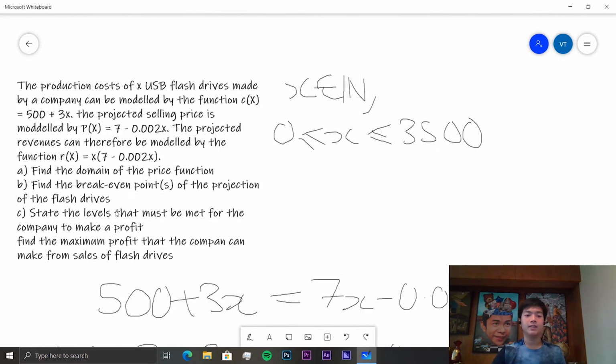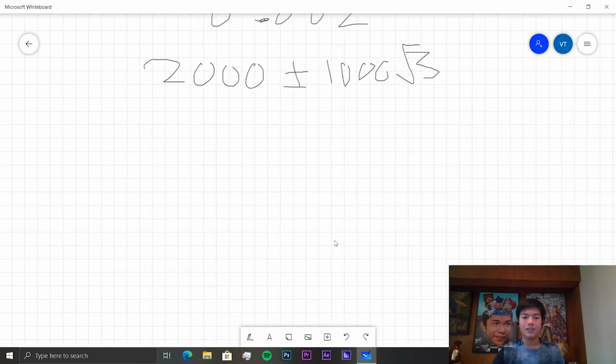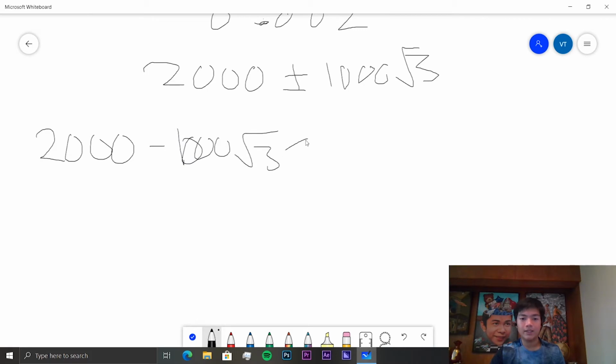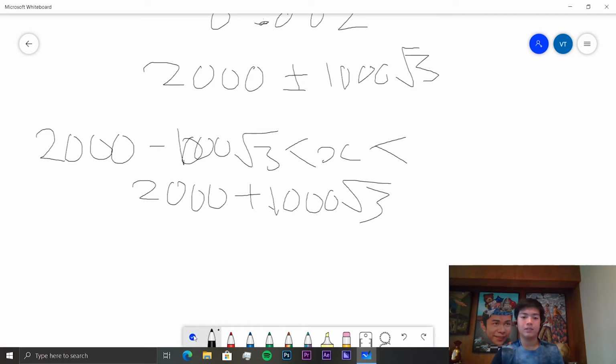Next we need to state the levels that must be met for the company to make a profit. Well, it's simply going to be the part in between the break-even points. So 2,000 minus 1,000 square root 3 is less than x, which is less than 2,000 plus 1,000 square root 3. So that one was pretty simple.